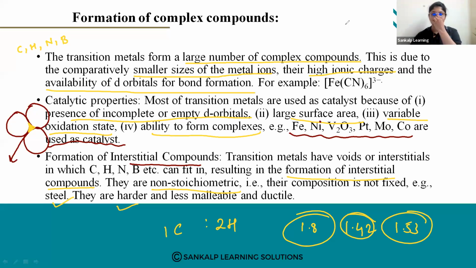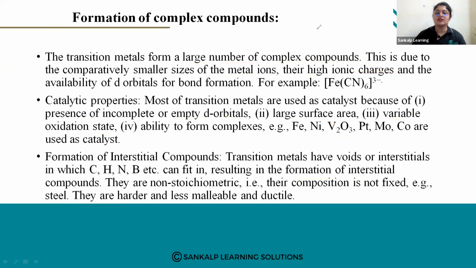Remember this. These are the 3 main important properties of transition metals. First is the reason for a large number of complex compounds, that you have to remember. Next is that it behaves with catalytic properties. Next is formation of interstitial compounds. So these are certain points you need to remember. Very important. These 3 are very important concepts.